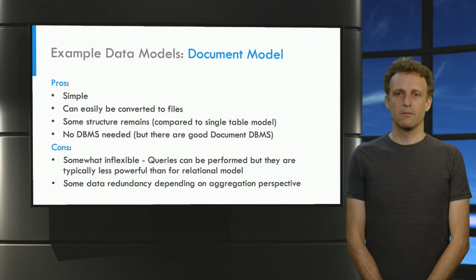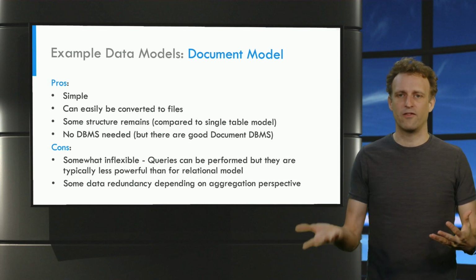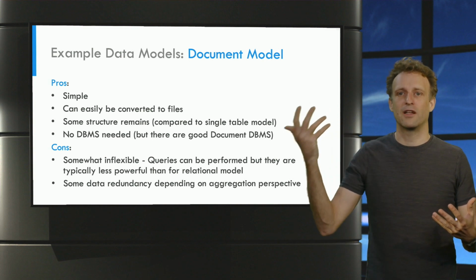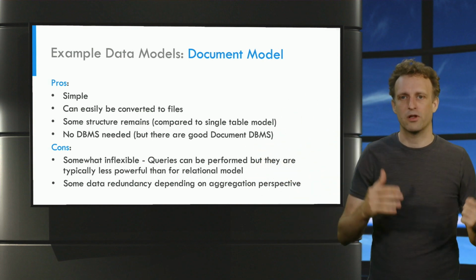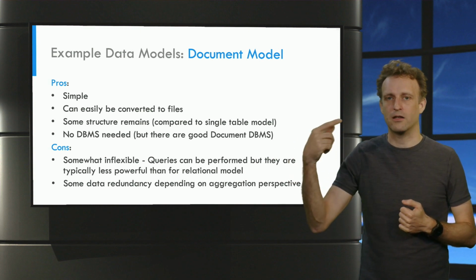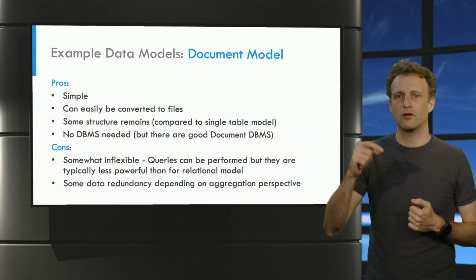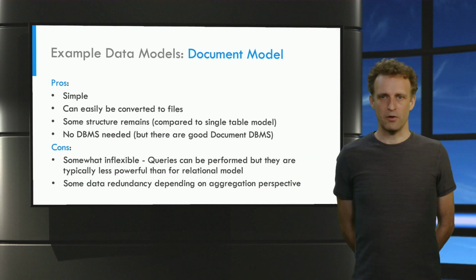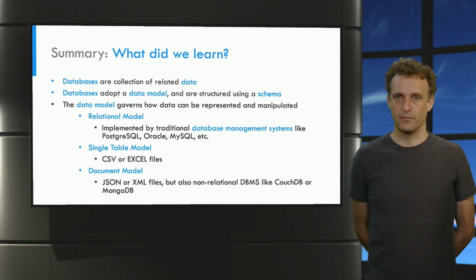On the downside, the document model is still a bit less flexible than the relational model, as it still forces you to adopt an aggregation perspective. So, queries joining several entity types are typically much harder to do in the document model than in the relational model. To summarize, what did we learn?